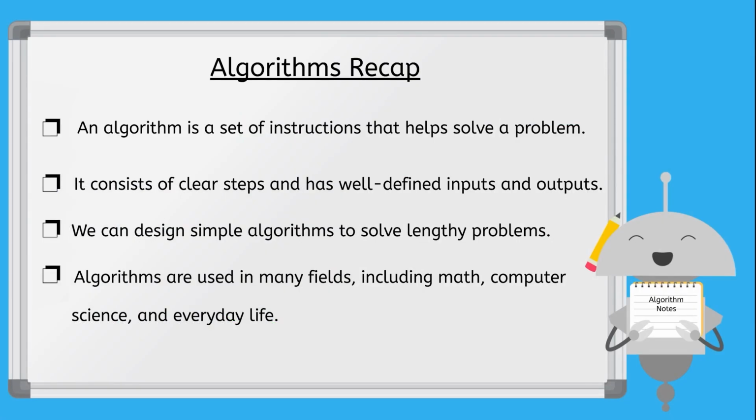Let's recap what we've learned about algorithms. An algorithm is a set of instructions that helps solve a problem. It consists of clear steps and has well-defined inputs and outputs. We can design simple algorithms to solve various problems. Algorithms are used in many fields, including computer science and everyday life. Remember, algorithms are like recipes for computers, so keep exploring and designing your own algorithms, and you'll be able to solve problems quickly and efficiently.